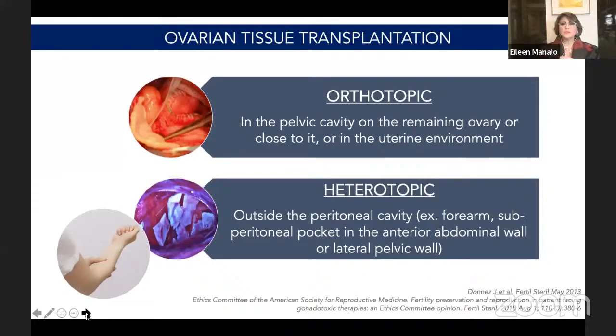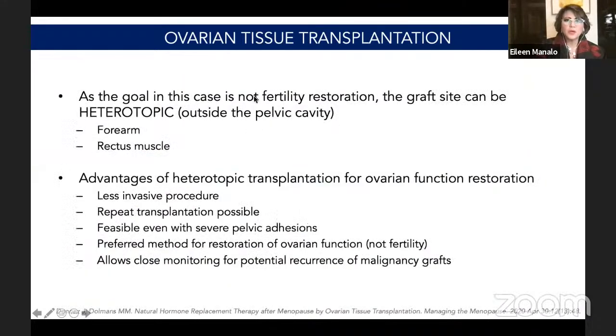A transplantation can be done orthotopically, which means it goes back into the pelvic cavity, either in the remaining ovary or close to it, or heterotopically, meaning outside the peritoneal cavity. So it can be in the forearm or in the subperitoneal pocket, in the anterior abdominal wall, or in the lateral pelvic wall. But because we're dealing with women who just really want to delay their menopause, who are not really concerned about fertility restoration, then the graft site can be done heterotopically. This is outside the pelvic cavity, either in the forearm or the rectus muscle.